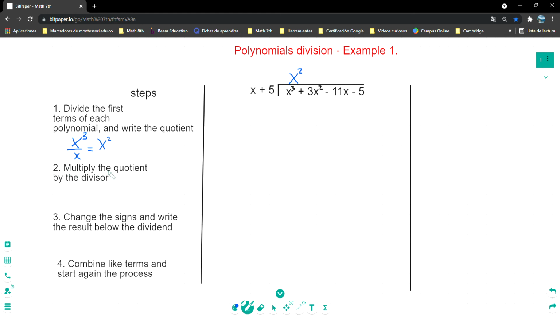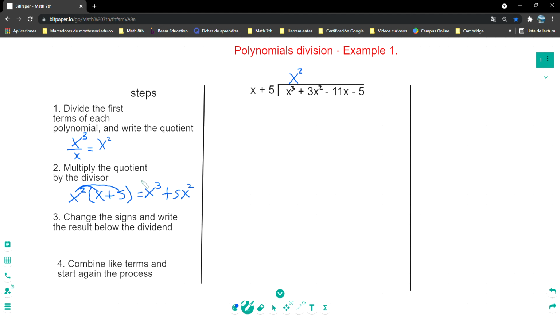Here we multiply the quotient by the divisor. This is the divisor, x plus 5. So we multiply x squared times x plus 5. We remember that we use the distributive property. We multiply the variables and the numbers. So x squared times x will be x to the power of 3, and x squared times 5 will be plus 5x squared.